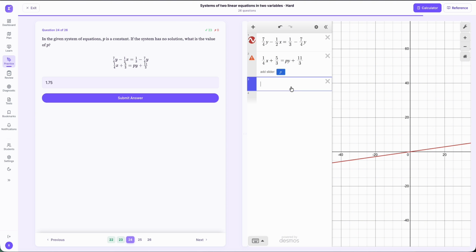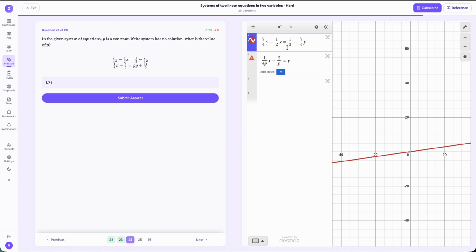If I subtract 11/3 from both sides, 5/3 minus 11/3, that's -2, right? So I can write 1/4 x minus 2 equals py. And then I divide through by p, so it's gonna be 1/(4p) x, and then 2/p, right? And so that's the equation. That one's already done, we can see the slope, it's 1/(4p), right? Gonna get rid of that equation, we don't need it.